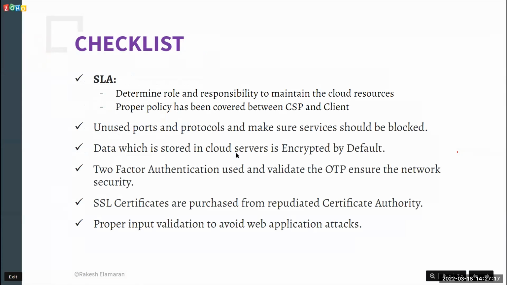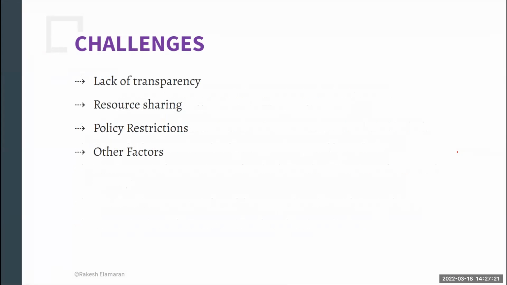So we have seen the checklist, and now we will see the challenges we are going to face when implementing these things. The first is lack of transparency. In most cases we will not have much visibility over the cloud application. And when you are sharing resources from one person to another, make sure you have proper configuration, proper privilege levels, and policy restrictions over everything.